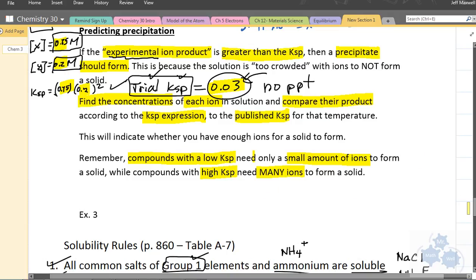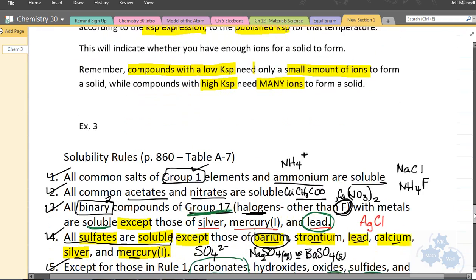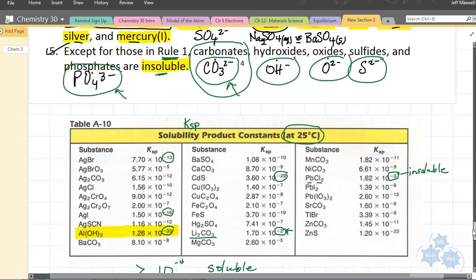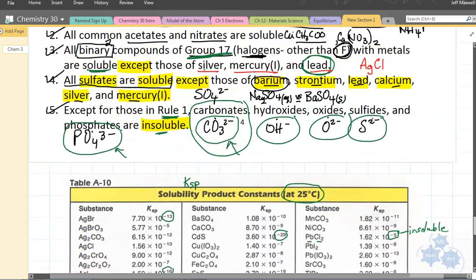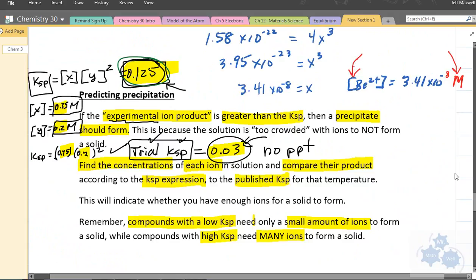Okay, so that's a little bit on the solubility rules, how we predict whether something will precipitate and form in solution. So just take a moment to finish jotting down these notes, and if you have any questions, let me know.